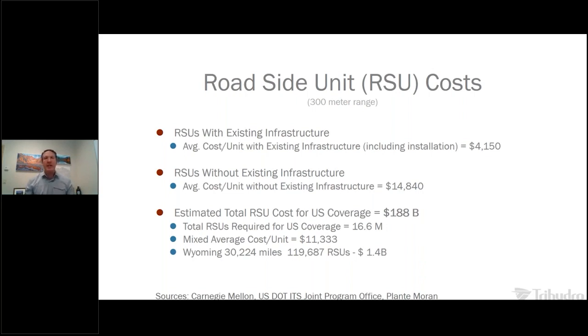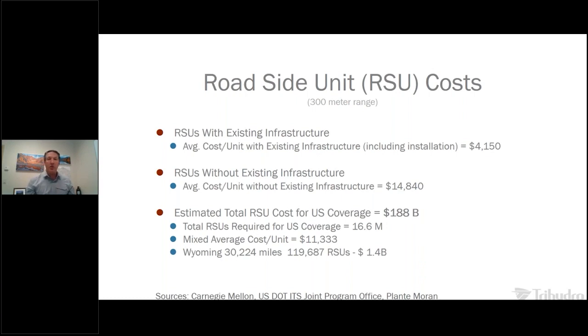So we did a little bit of calculations in here. We did a mixed average cost of about $11,333 per roadside unit installed. That's throughout the states. So let's look at how many RSUs it would take for 100% coverage, right? For 100% coverage of all of our roads in the US, we're looking at almost $188 billion.